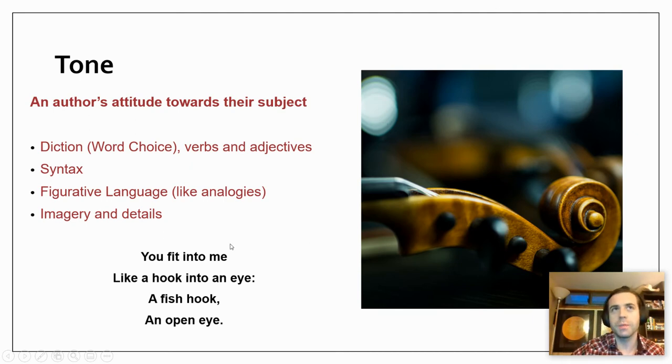So if we want to look at a small example of tone and how important word choice is, even in a 14 word poem, take a look at this one. "You fit into me like a hook into an eye, a fish hook, an open eye."